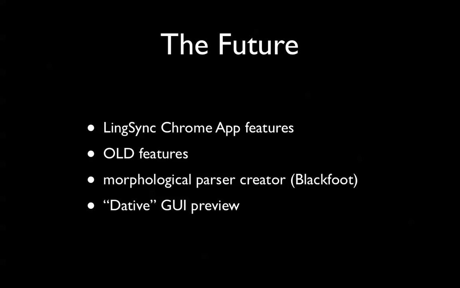So now we're going to shift gears a little bit and talk about the future of LingSync, before moving on to some hands-on practice working with the LingSync spreadsheet app that I just showed you. Specifically, what I'm going to show you are the interesting features of the LingSync Chrome app and the OLD. In particular, the morphological parser creator application of the OLD and the results of my experiment in using it to create parsers for Blackfoot. These are the features that you can expect to see in the new soon-to-be-released LingSync GUI. At the end, I will give a quick preview of this new GUI, which I've dubbed Dative.